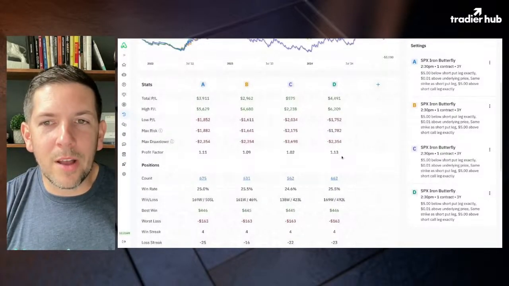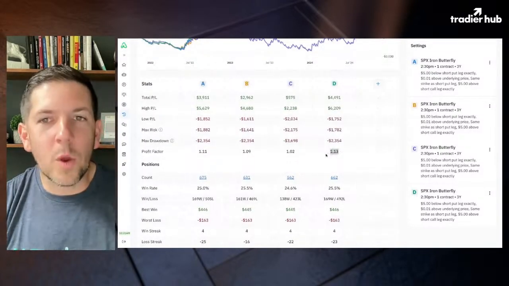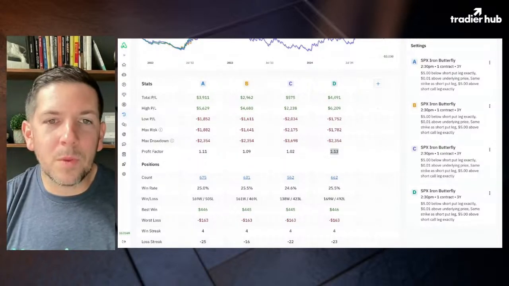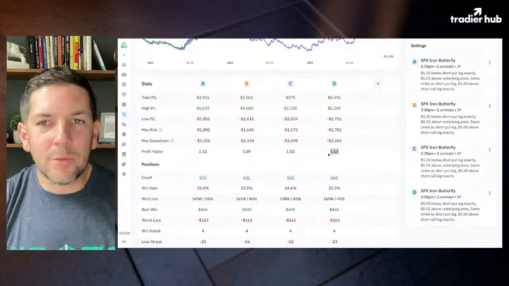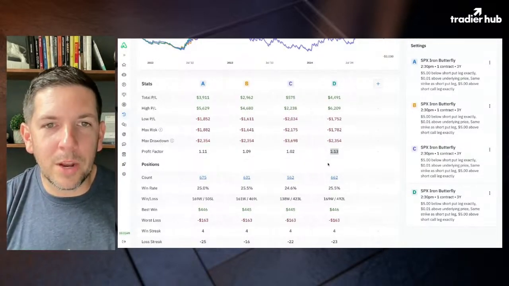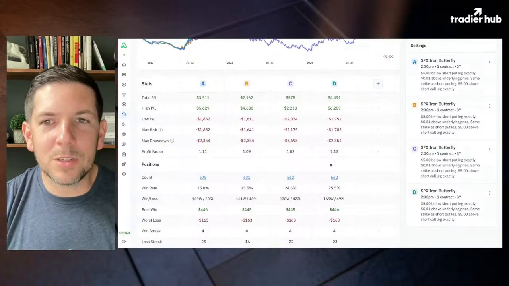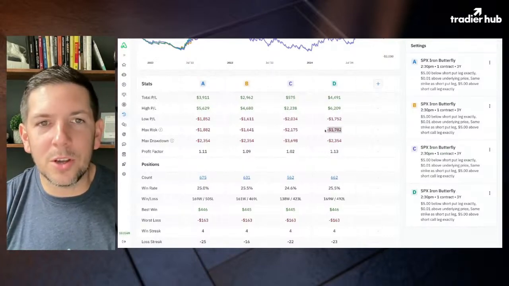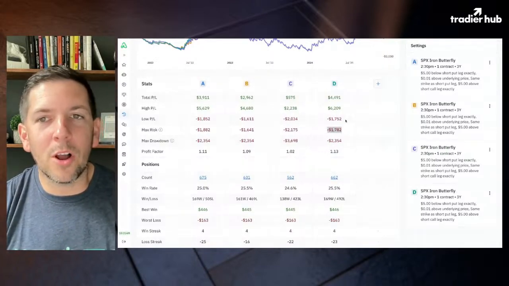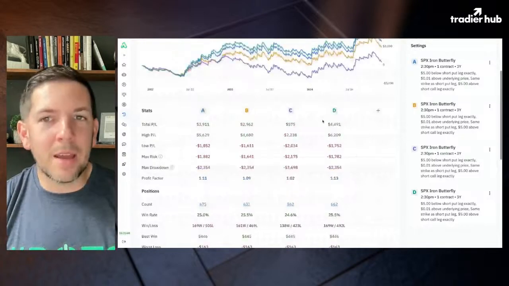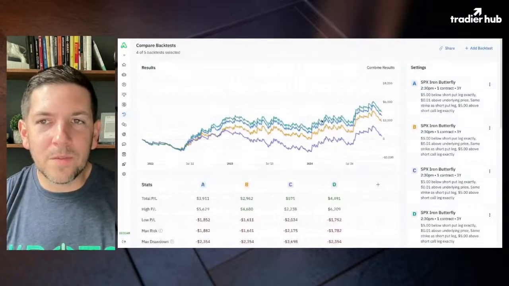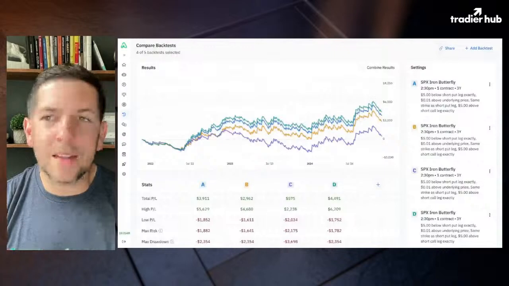And that was the difference for us, we made some additional capital and some additional money. You can see our profit factor, which is always a good quick reference, increased from 1.11 to 1.3. So we're using capital a little bit better. And our max risk was a little bit lower overall. So that was good. Our lowest P&L was lower overall. So we're kind of curbing some of that performance by just filtering out the highest days.